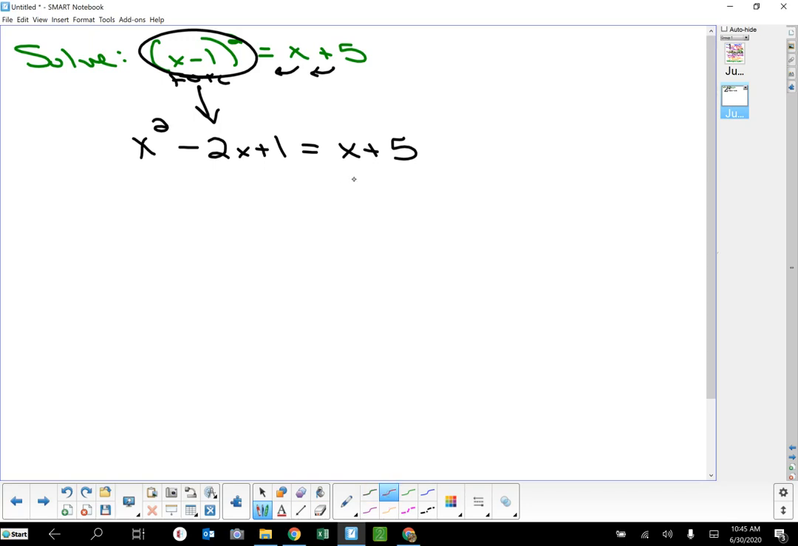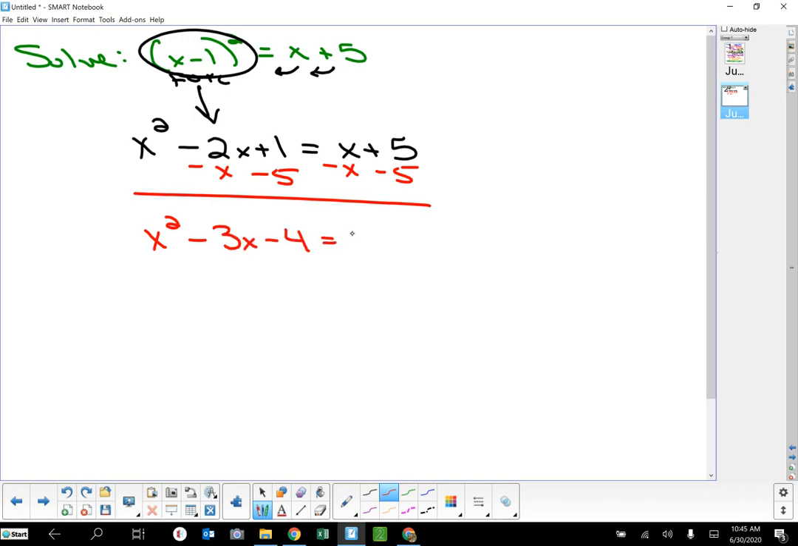And then I'm just going to move these guys over. So minus x minus 5, minus x minus 5. This is going to give me x squared minus 3x minus 4 equals 0. So now I have it equal to 0.